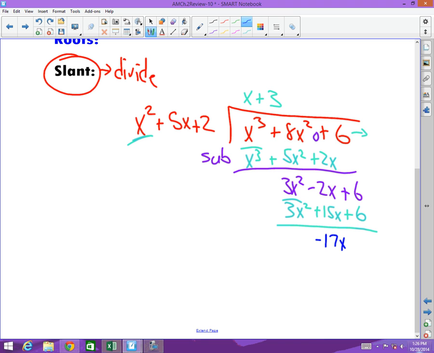Negative 17x because you're subtracting. Negative 2x minus 15x. And 6 minus 6 is 0, and so your remainder is a negative 17x. To find the slant asymptote, that really isn't that important. It is the quotient part, which should be the equation of a line. That's your slant. So your slant asymptote in this case is y equals x plus 3.